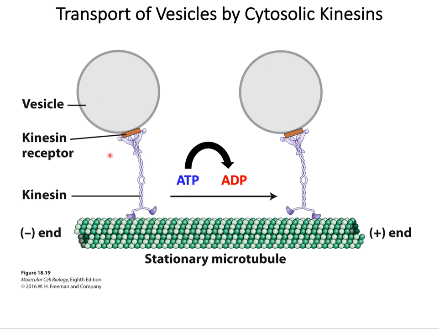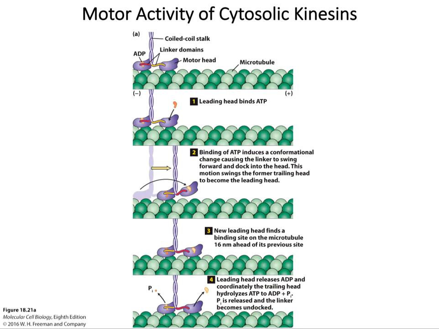The light chain at this end is interacting with the vesicle, and through the hydrolysis of ATP, this kinesin walks along the microtubule to the plus end in a manner that is very similar to the way the myosins move along the actin. So here is what it looks like in greater detail.